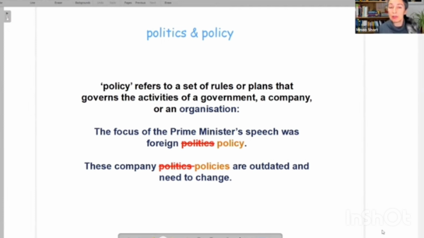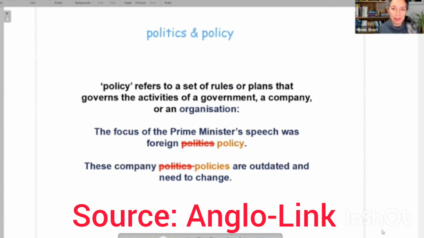Okay, that brings us to the end of the lesson. I hope that the differences, the different meanings are clear for you, and that from now on you'll be able to use all these words correctly when you speak.